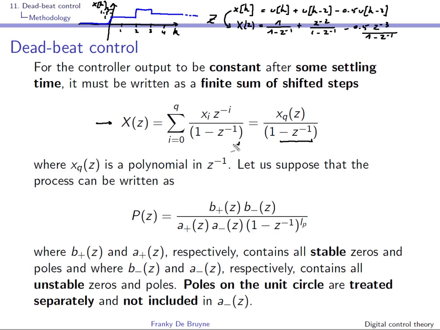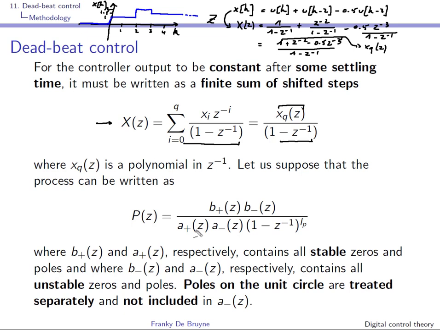So this is clearly of this type, and we can rewrite it as 1 plus z to the minus 2 minus 0.5 z to the minus 3, over 1 minus z to the minus 1, and this numerator here is Xq(z), the one that we have over here. So indeed, the controller output becomes constant after some settling time, and we can write its Z transform in this form where Xq is a polynomial in z to the minus 1.